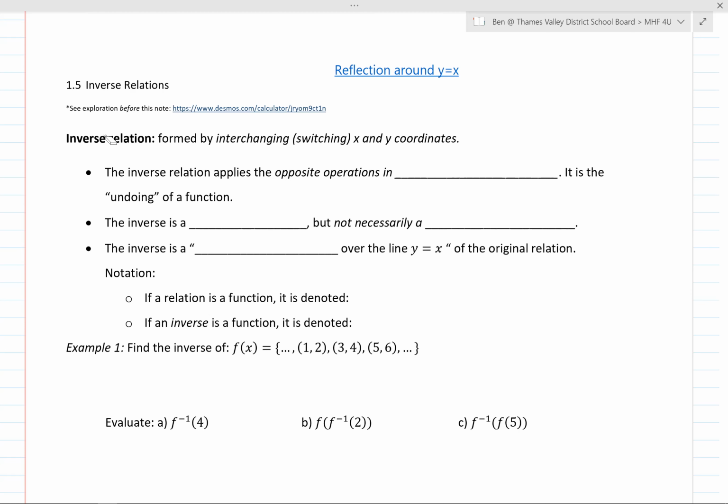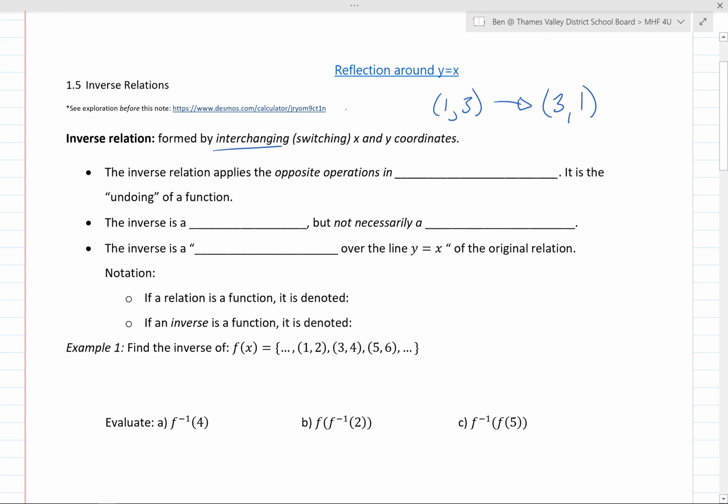So an inverse relation is created by interchanging, which means switching your x and y variables. That means if you have a point on your initial function and your point is (1, 3), then on its inverse, that point would become (3, 1), where we have interchanged, where x has become y and y has become x. The inverse relation applies the opposite operations.